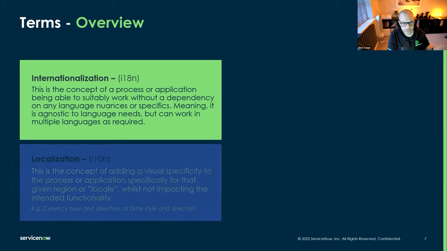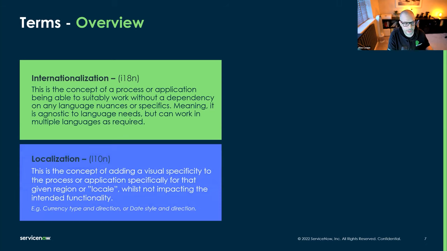So the next term we need to learn is localization. And that's the idea of having the translations done, as well as adding visual specificity, that's a big word, for what that translation is. And that could be anything from a date format, a time format, a currency, all those little aspects that make it specific to that given region or locale, as we say in the industry. The short term code for this is L10N. And again, the 10 is the number of letters between the L and the N. So if we go to the next one.